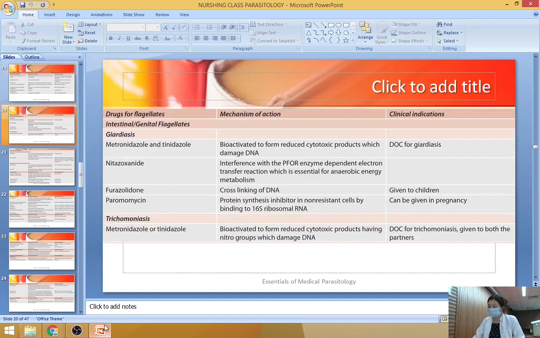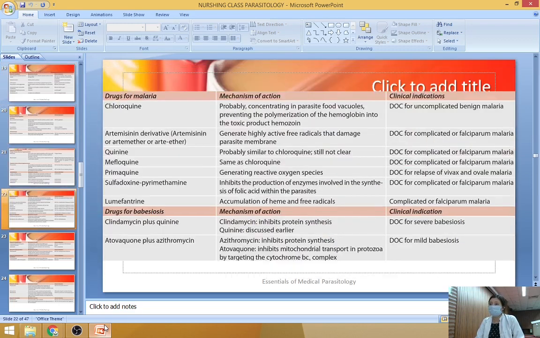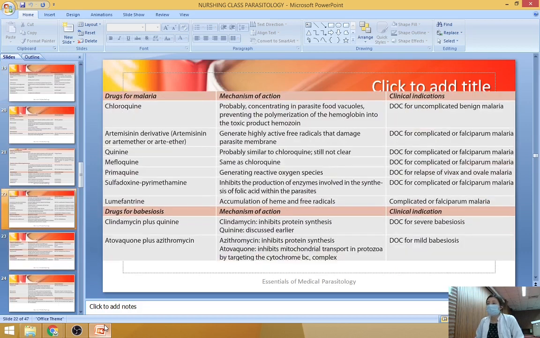Okay, then these are the drugs. We have to know some only, not much, not all. This artemisinin derivative, artemisinin or artemether or arteether, is very important because it is the drug of choice for complicated or falciparum malaria. They might ask you in your viva, what is the drug of choice for complicated or falciparum malaria? You just have to say artemisinin, arteether, artemether and all.